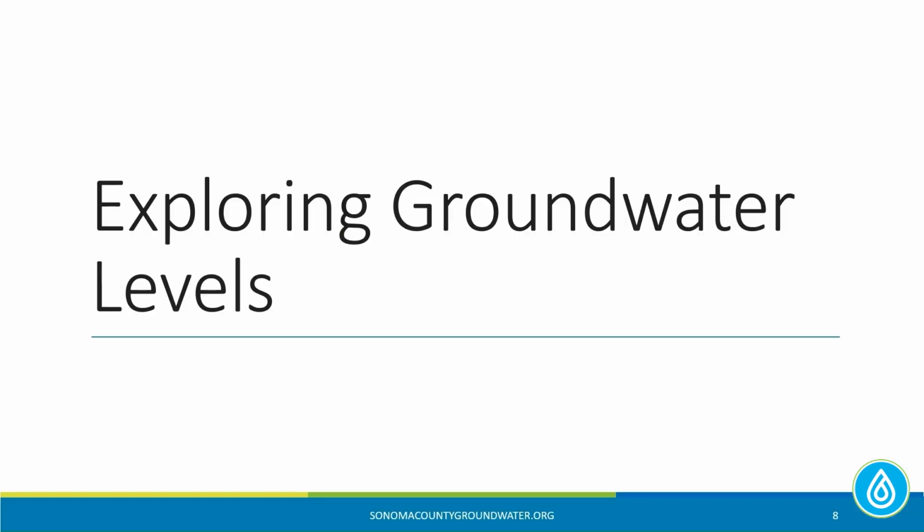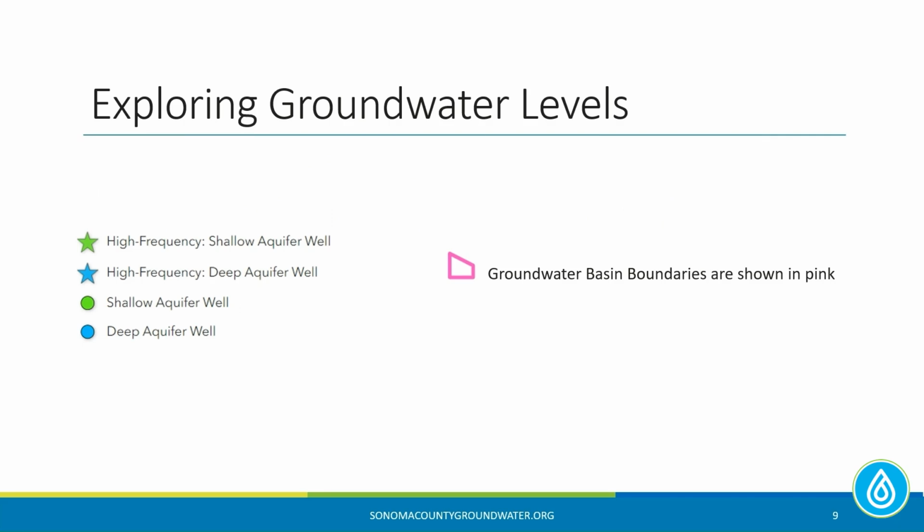Next, we will explore groundwater levels. Before we begin exploring groundwater levels, please note the following symbols. A green star represents a high-frequency, shallow aquifer well, while a blue star represents a high-frequency, deep aquifer well. A green dot represents a shallow aquifer well, and a blue dot represents a deep aquifer well. Pink lines represent groundwater basin boundaries.